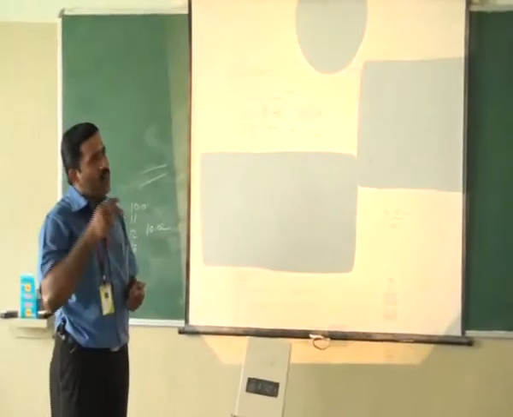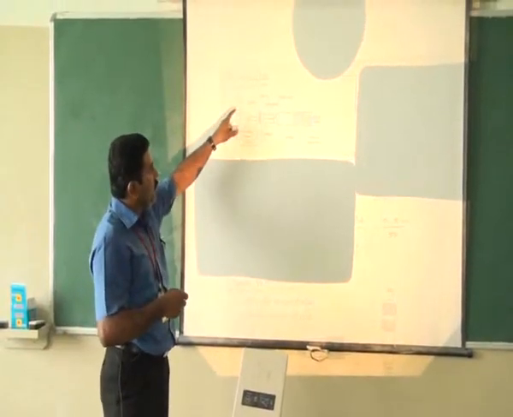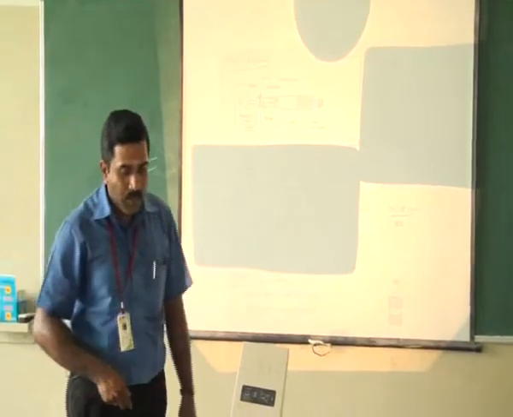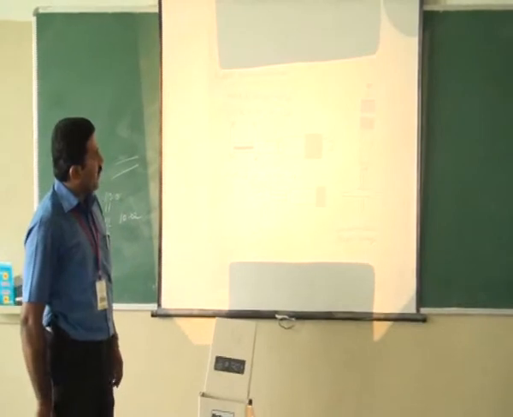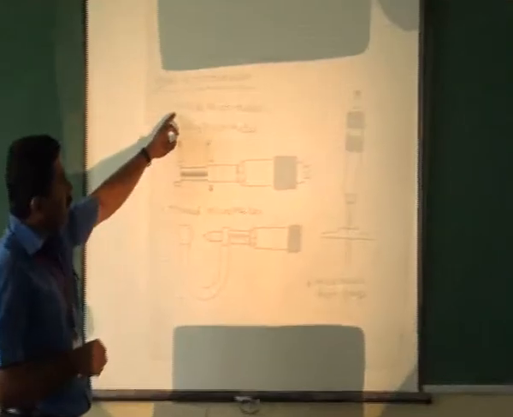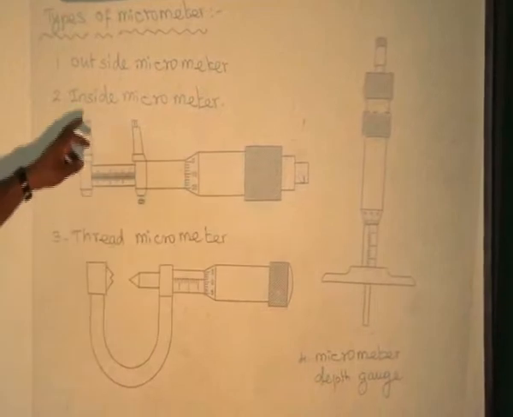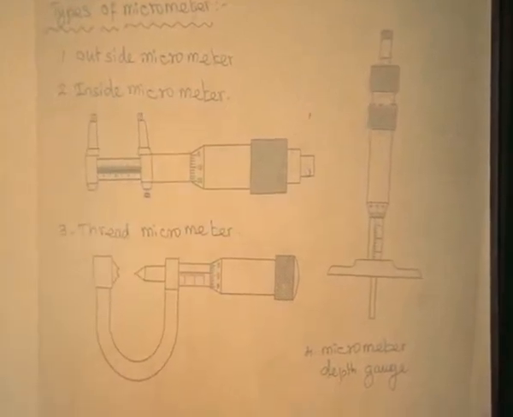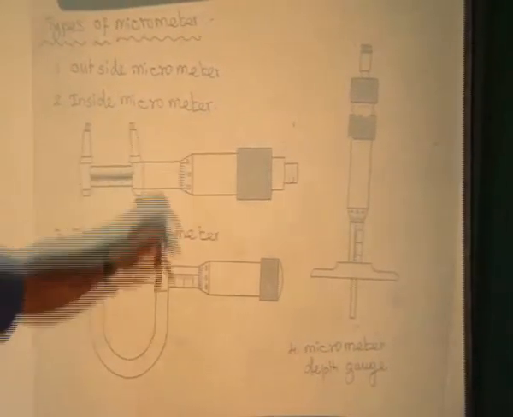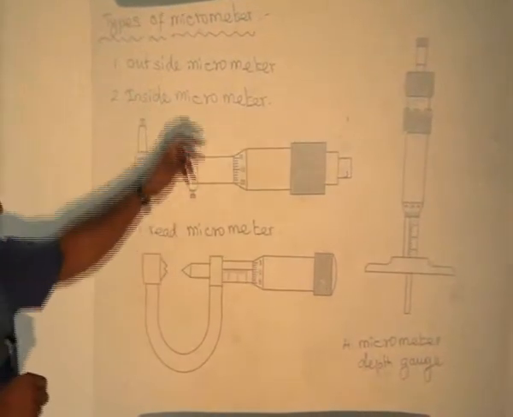Various types of micrometers are available. The anvil shape will change based on the size of the component. We can see some of the types. The previous one was the outside micrometer. The outside micrometer only measures the outside diameter of the component. The next one is the inside micrometer. With the inside micrometer, we measure the inner diameter. Some components we have to measure on the inner sides by using the inside micrometer.